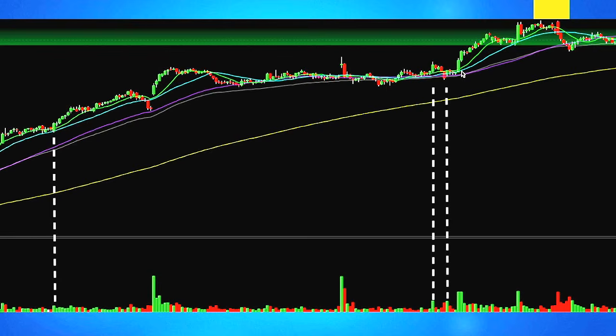And then look, it starts to move back into an uptrend from this area. So the institutions were buying Weight Watchers while it was consolidating. And how would you know before the move actually happened? By spotting the pocket pivots.